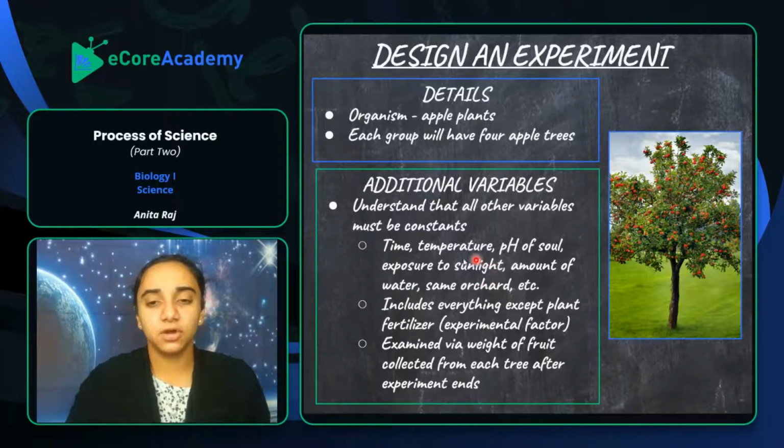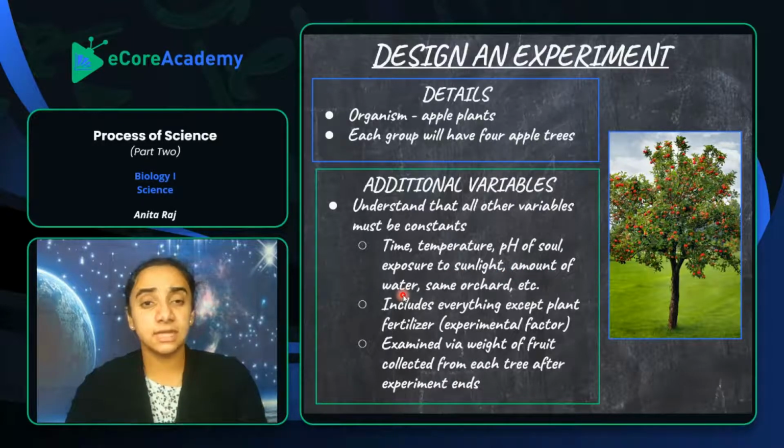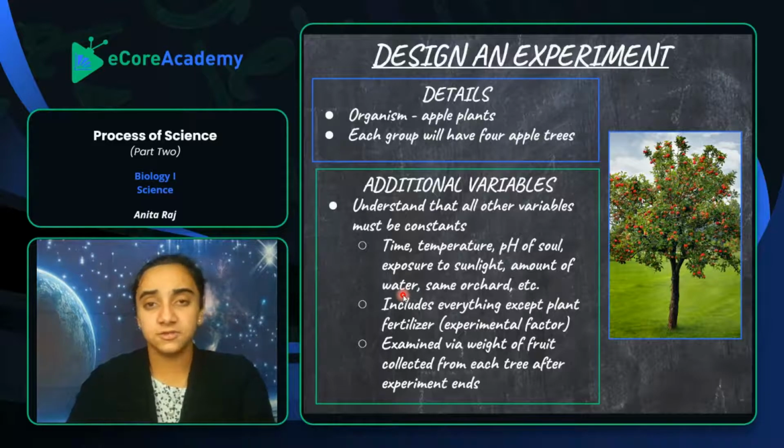So all the trees need to be exposed to sunlight for the same amount of time. This will be taken care of if they're all in the same orchard. The amount of water they receive. So all of them should receive the same amount of water from the scientist who's conducting the experiment.